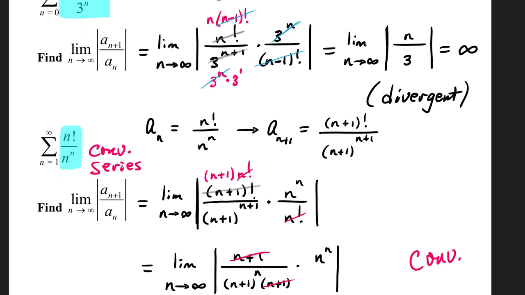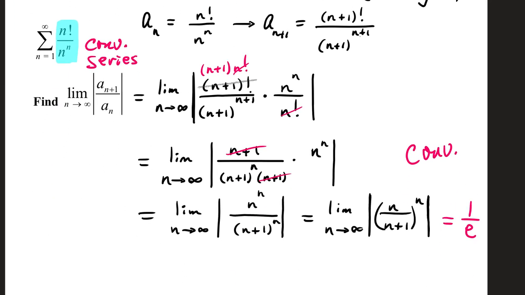Our third example, we have the infinite series n factorial over n to the n power. So we're going to try to see if there's a specific sum if we go from 1 to infinity and add up all these terms. Our a sub n term is n factorial over n to the n power. Our a sub n plus 1 term is replace all 3 of these n's with n plus 1's. Be careful. (N plus 1) factorial over (n plus 1) to the n plus 1 power.